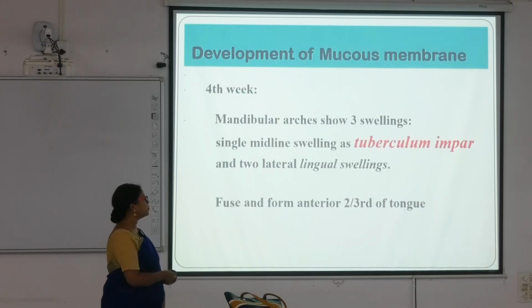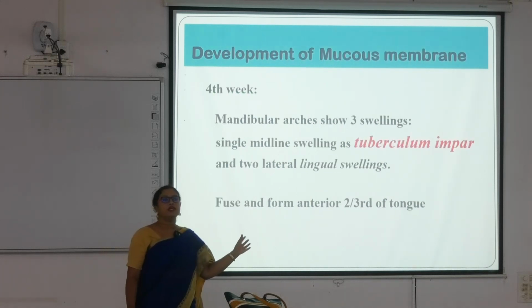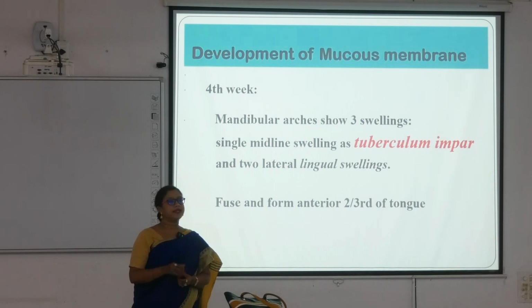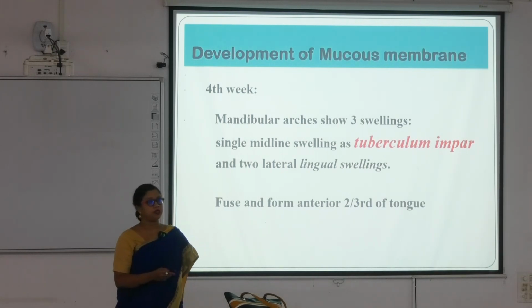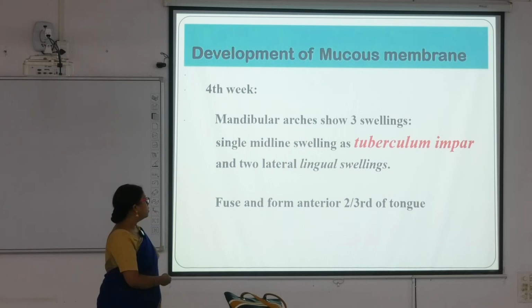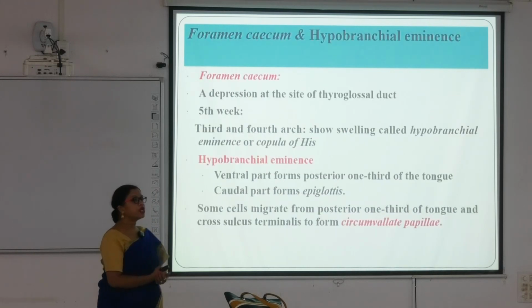What are the components of the tongue? Already I told you there are three swellings in the anterior two-third. Midline swelling is known as tuberculum impar, and additionally there are two lateral swellings. This thing you have to remember. Okay, anterior two-third. So what about the posterior one-third?